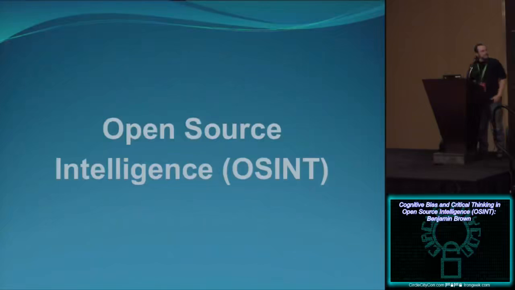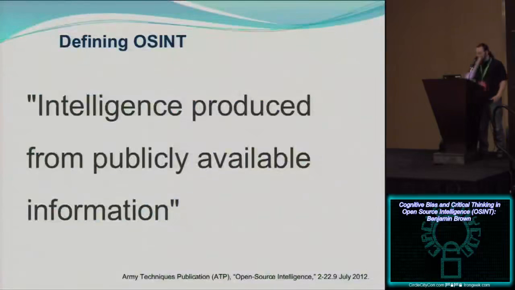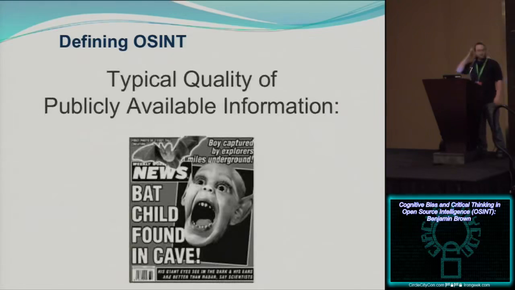Great, now onto open source intelligence. So the Army released an Army Techniques publication that talks about different intelligence terms and really lays out how they want to define them. For open source intelligence, they define it as intelligence that's produced from publicly available information. Now, publicly available information a lot of times doesn't have the best quality about it. It's almost like the Inquirer or something like that, a flood of really, really bad data.